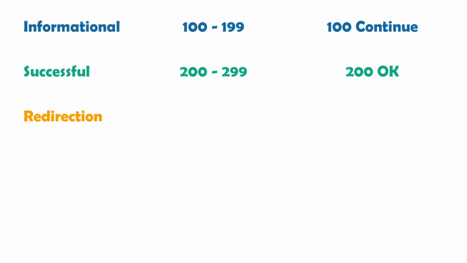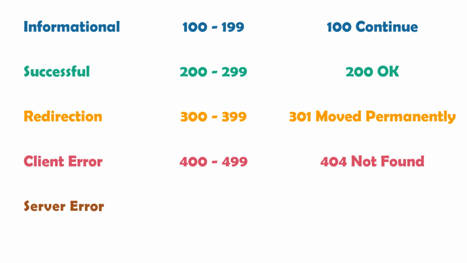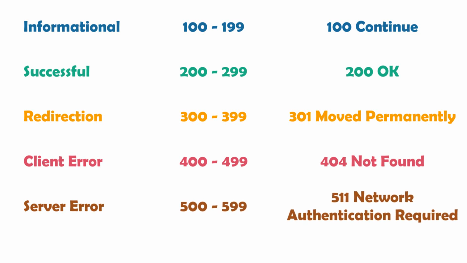Redirection messages. These are in range of 300 to 399. For example, status 301 moved permanently means that the URL of the requested resource has been changed permanently. The new URL is given in the response. Client error responses. These are in range of 400 to 499. For example, status 404 not found means that the server cannot find the requested resource. Server error responses. These are in range of 500 to 599. For example, status 511 network authentication required indicates that the client needs to authenticate to gain network access.